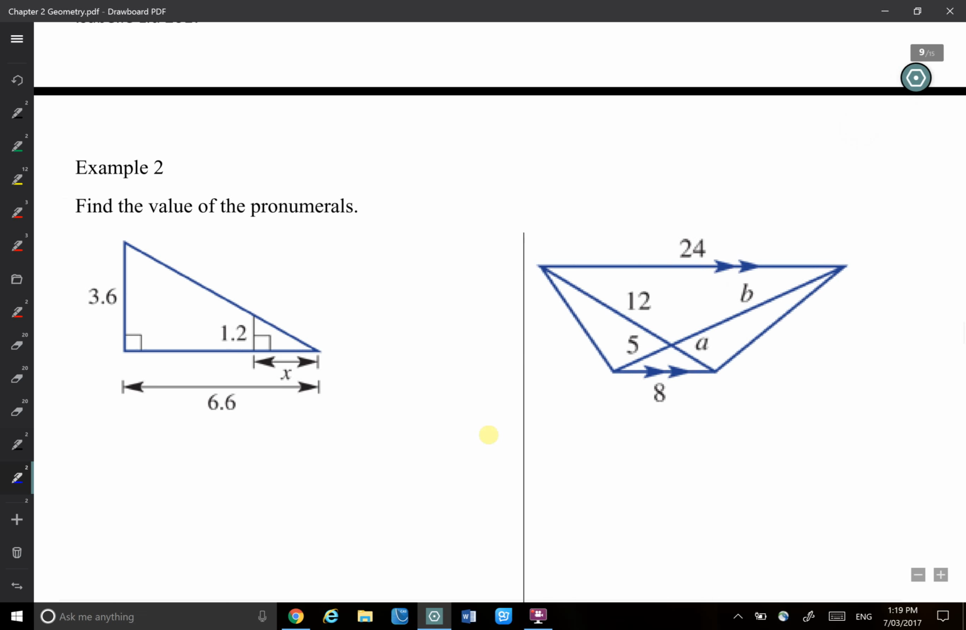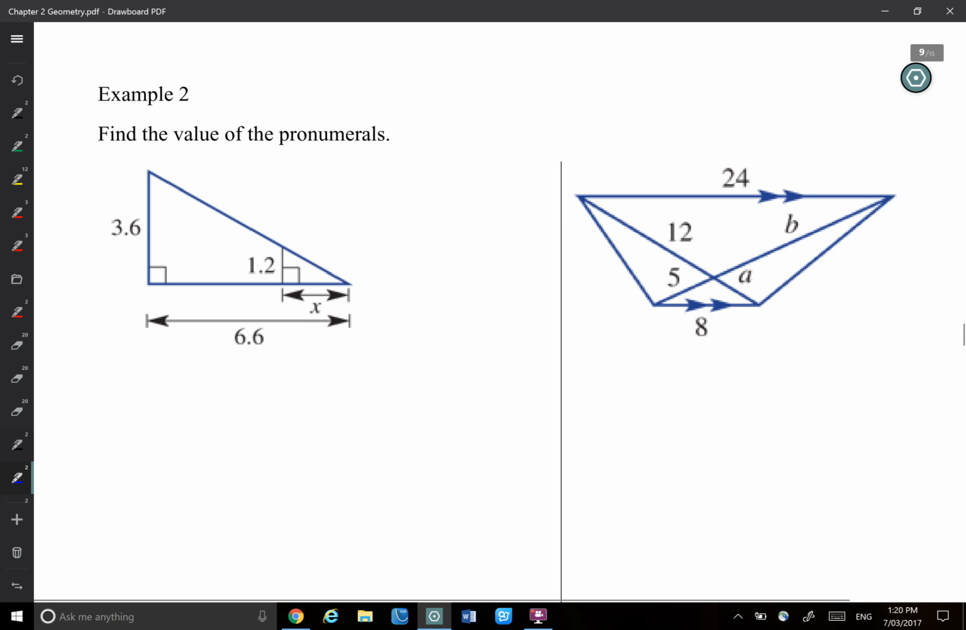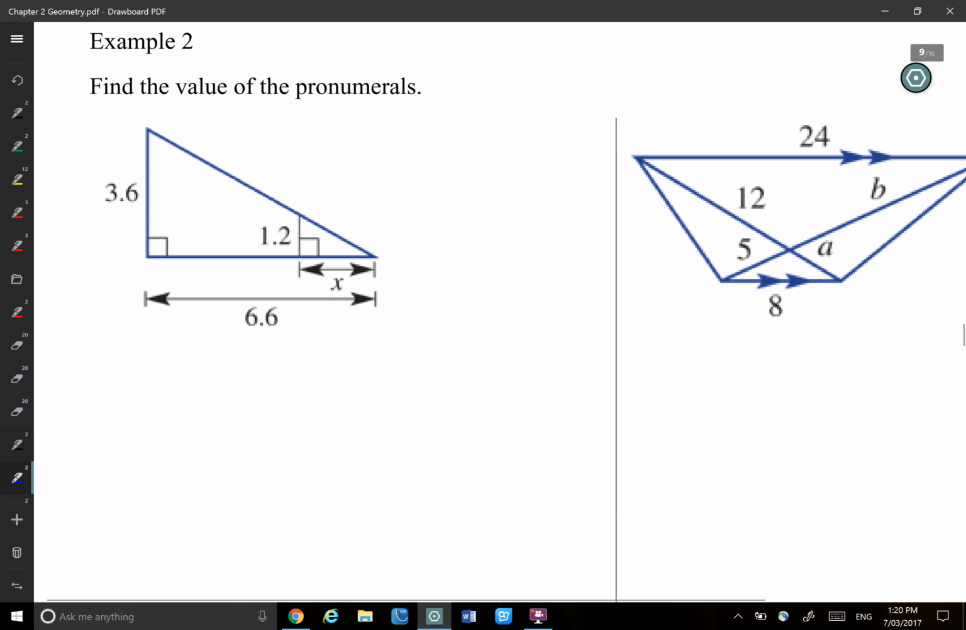Example 2. Find the value of the polynomials. Again, we cannot directly use those two triangles as similar triangles. You can see they are similar triangles, but I cannot use it directly. I need to prove they are similar triangles and then use the properties.